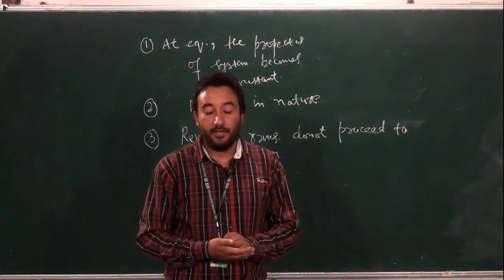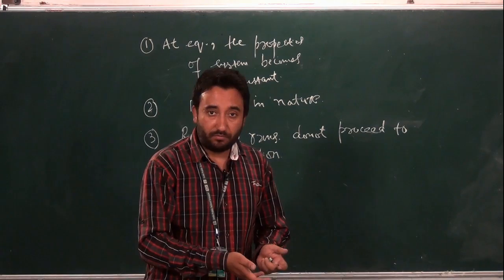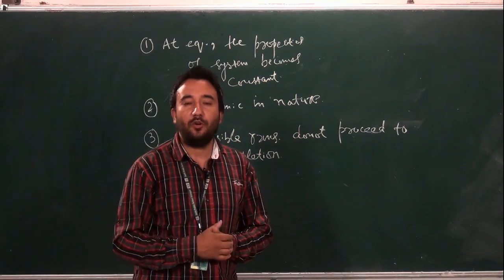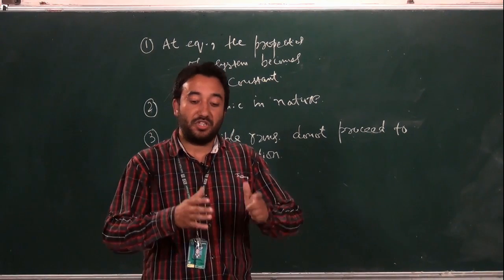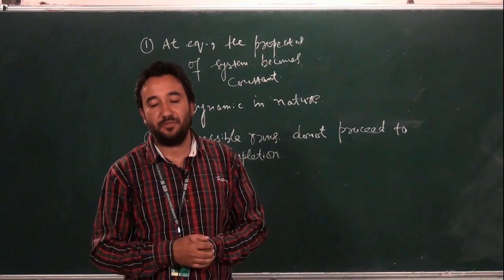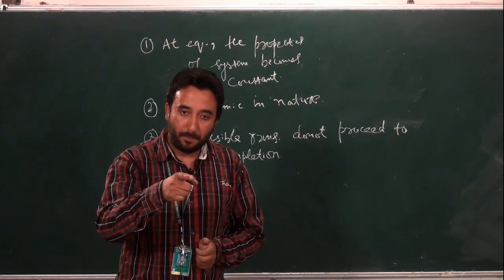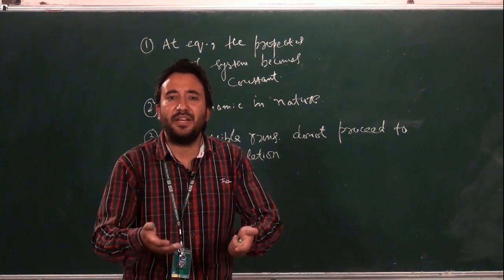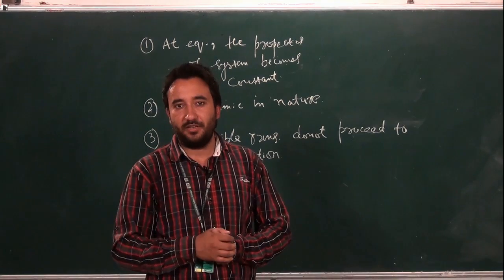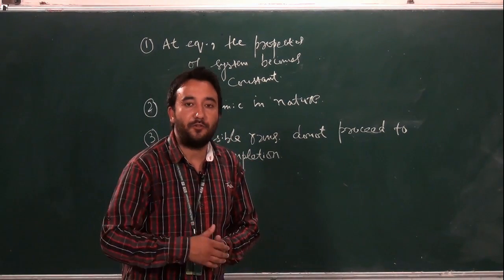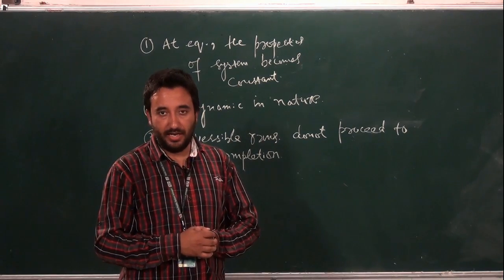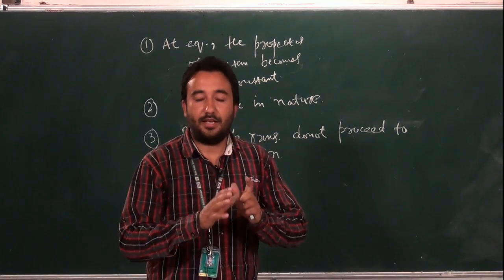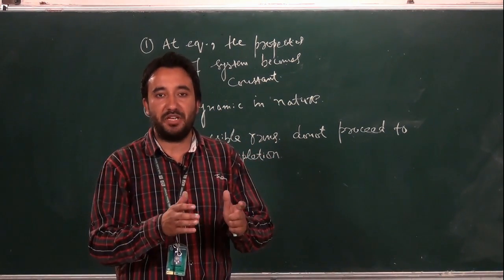What does it mean? In the beginning the rate of forward reaction is very high because the concentration of the reactant is more. At the same time, the rate of backward reaction is zero, because in the beginning there is no product formation. But with the passage of time, the rate of forward reaction decreases and the rate of backward reaction increases, and there comes a stage at which both these rates become equal.